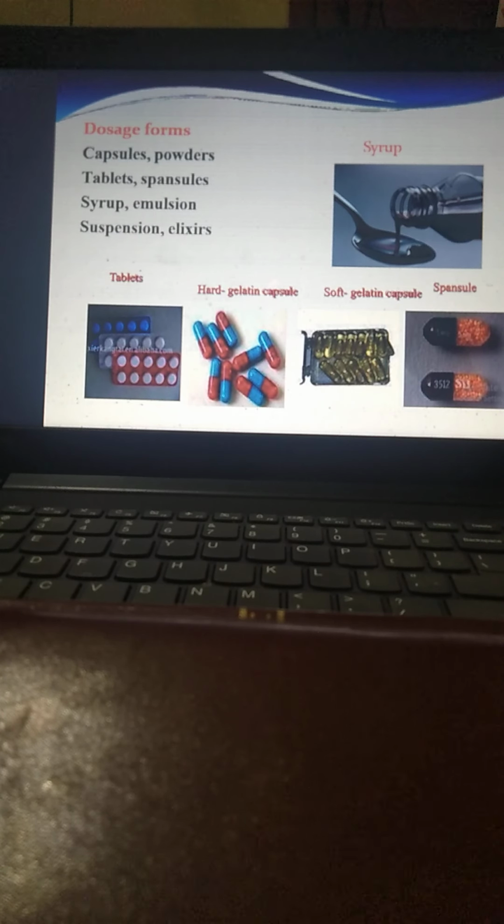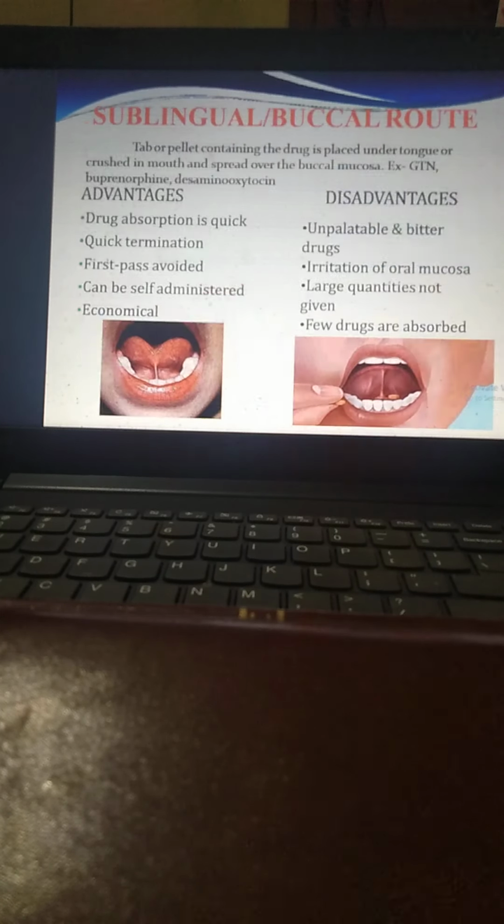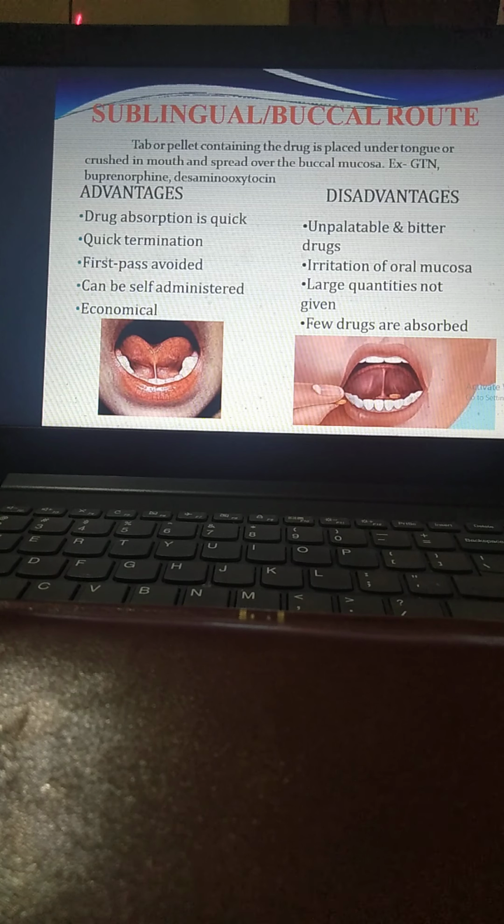This is the tablet form. This is the hard gelatin form. These are soft gelatin. Spansules. There is syrup. So depending upon which the drug molecule is intact, the drug molecule is stable, and depending upon the different dosage forms that I have already enumerated.